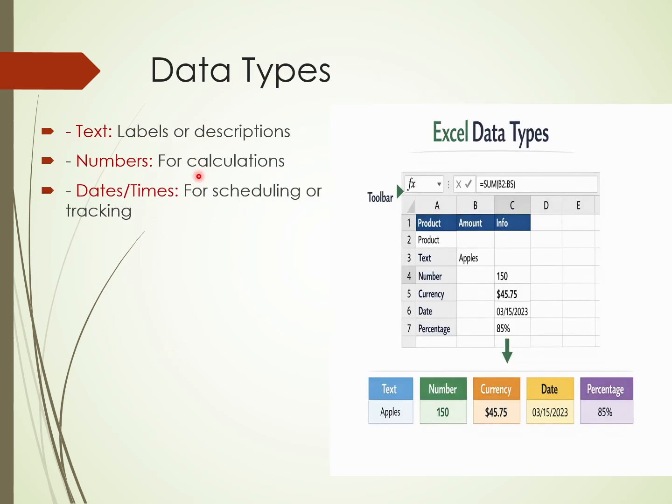Data types में देखिए, text है, numbers है, dates, times. This is the data types. Text, number, currency, date, percentage. This is the data types.